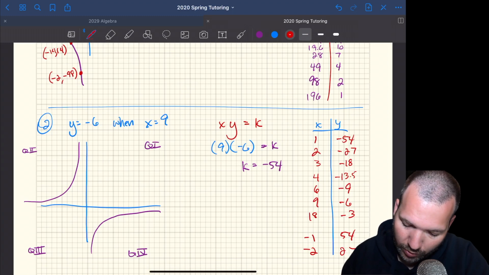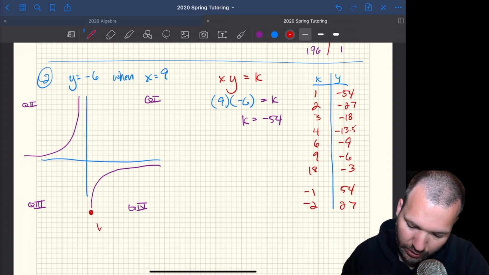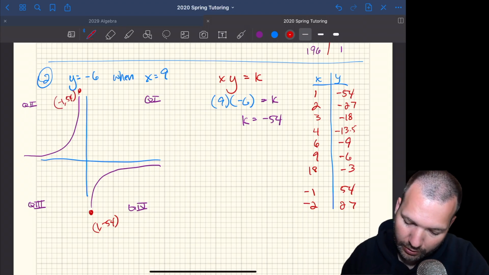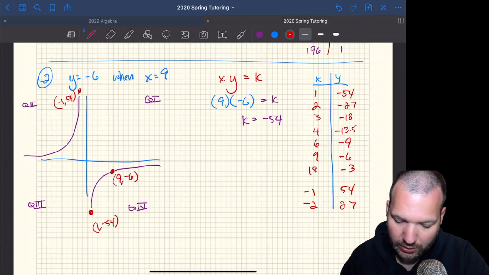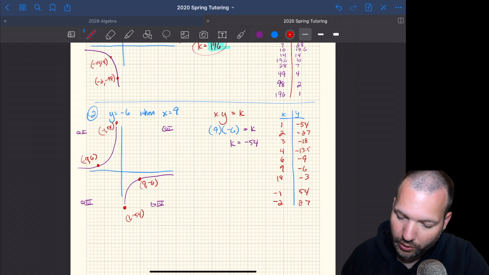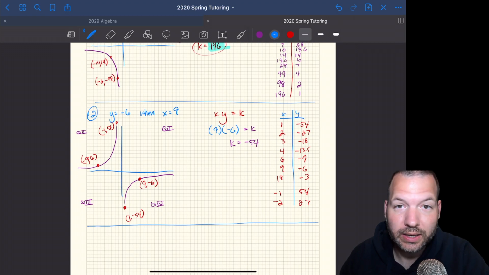Some points that we might want. 1 comma -54 would be somewhere down here, right? Just as much as -1 positive 54 would be somewhere over there. Maybe that one right there is 9 comma -6. Kind of reversed over here, -9 comma positive 6. But the important part is that the graph ends up in quadrants 2 and 4 because we have that constant product that is negative.